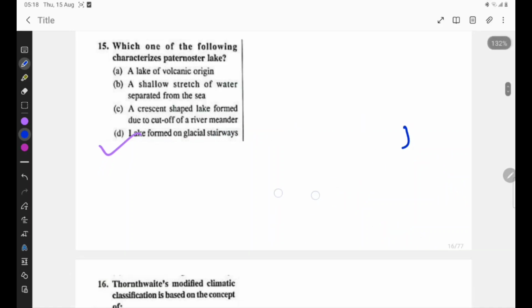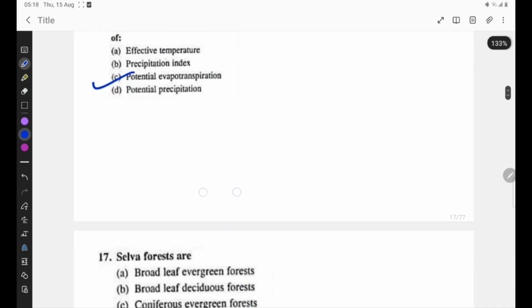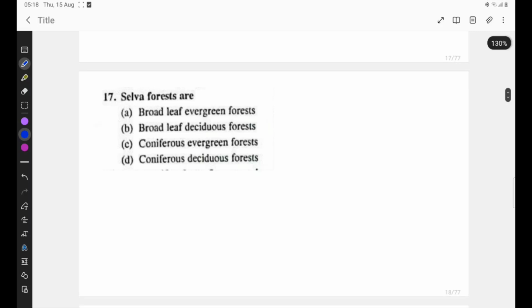Let's move on to the next question. Thornthwaite's modified climate classification is based on the concept of effective temperature, precipitation index, potential evapotranspiration or potential precipitation. The correct answer is C, potential evapotranspiration. The next question says Silva forests are broadleaf evergreen, broadleaf deciduous, coniferous evergreen or coniferous deciduous forests. The answer is broadleaf evergreen forests.